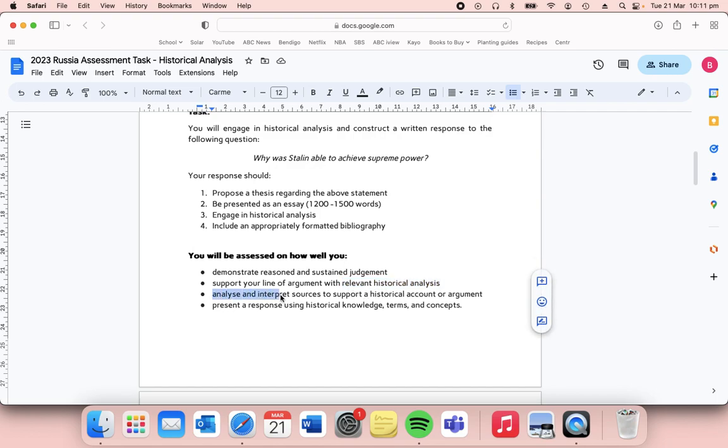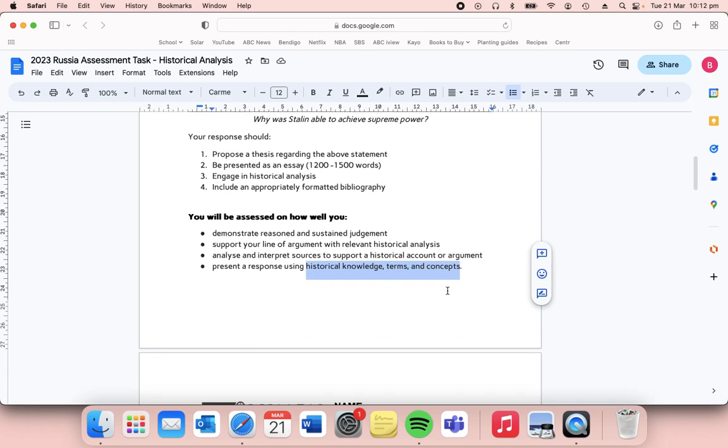Again, that is making sure that you are having a range of different historians, and not only are you getting information from them, but you are analysing them and interpreting them, synthesizing their ideas, summarizing, paraphrasing them accurately to put together your argument. And as always, knowledge, terms, and concepts.